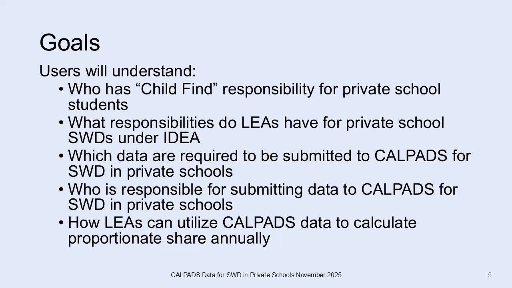Number one, who has child find responsibility for private school students? What responsibilities do LEAs have for private school students with disabilities under IDEA? Which data are required to be submitted to CALPADS for these students? Who is responsible for submitting the data to CALPADS for students with disabilities in private schools? And then finally, how can you utilize CALPADS data to calculate proportionate share?